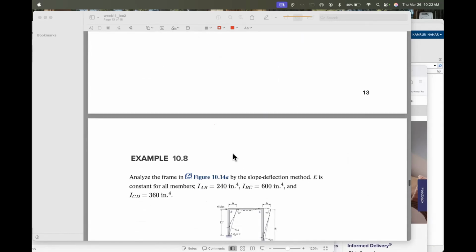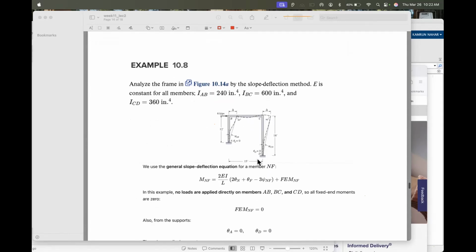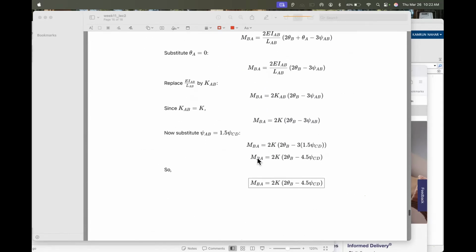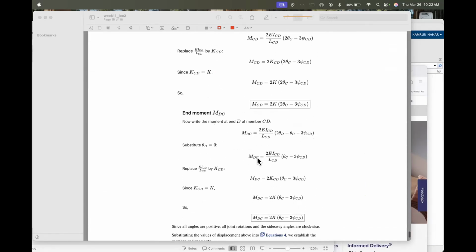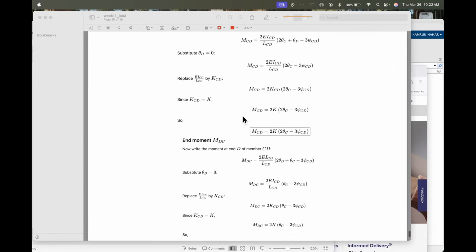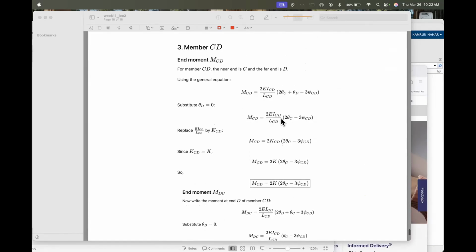That we have D is fixed support. That means that theta D equals 0. So theta D equals 0, here I wrote, and then this term goes to 0, we have only these two. And this one constant we consider equal to K_CD, and K_CD equals K. Go back and check the way I showed.